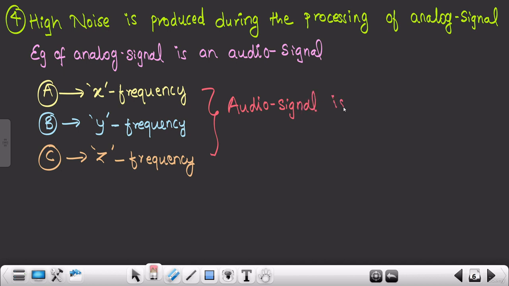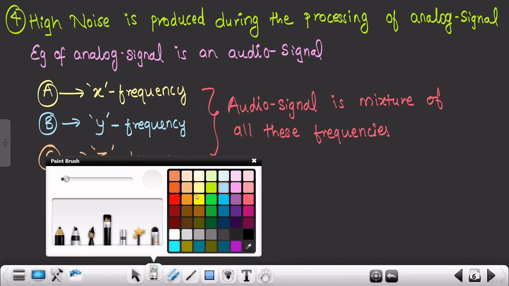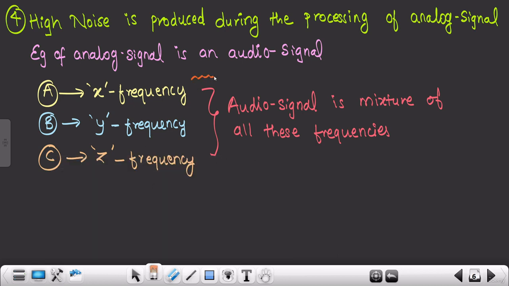all these frequencies, and these frequencies add up, and thus it creates noise. What I meant to say is, let's suppose X frequency is something like this, Y frequency is something like this, and Z frequency is something like this. So when we add up, we get this kind of signal, right?